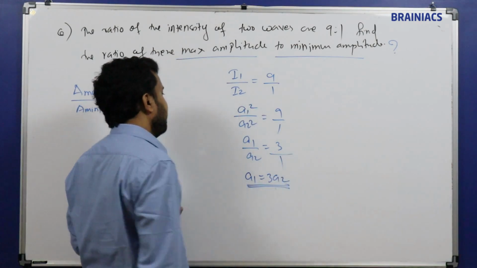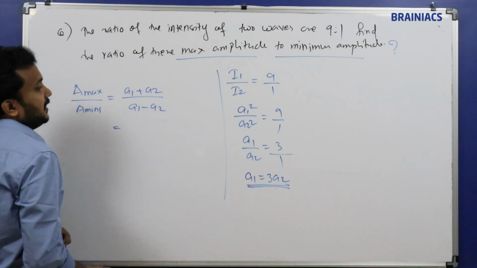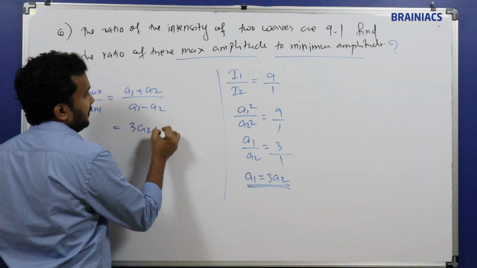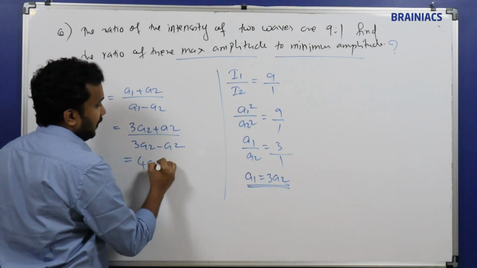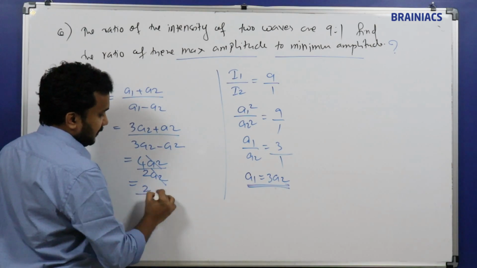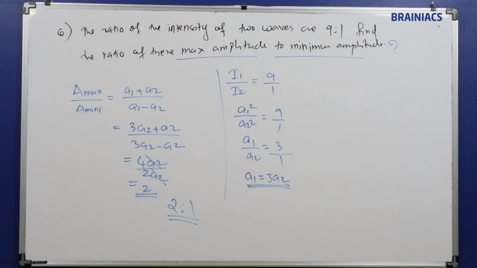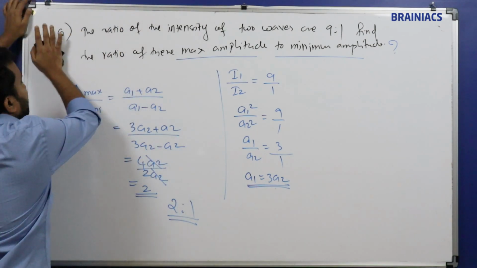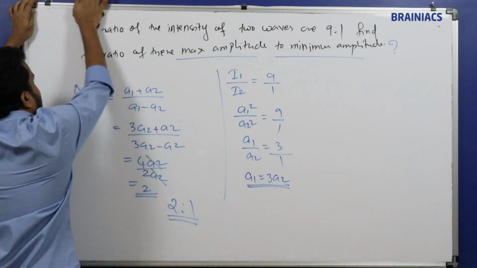We'll substitute here and we'll find the answer. That's all. This is a hint given. What is a1? 3a2 plus a2 divided by 3a2 minus a2. So it becomes 4a2 divided by 2a2. a2 cancels. 4 by 2. Answer is 2, so the answer is 2:1. That's all. It's simple, no complications. Direct question. Important. A max to A minimum. Similarly you can hear I max to I minimum. We'll see. Next question.